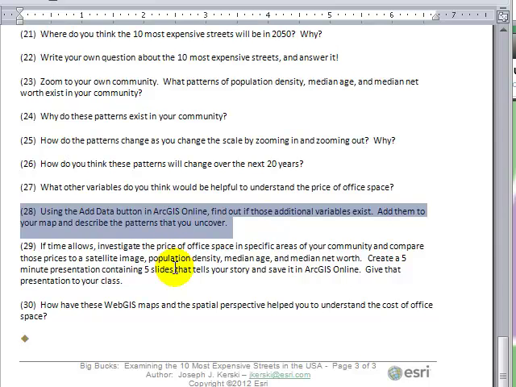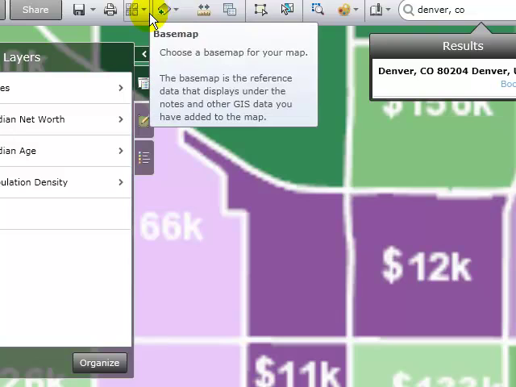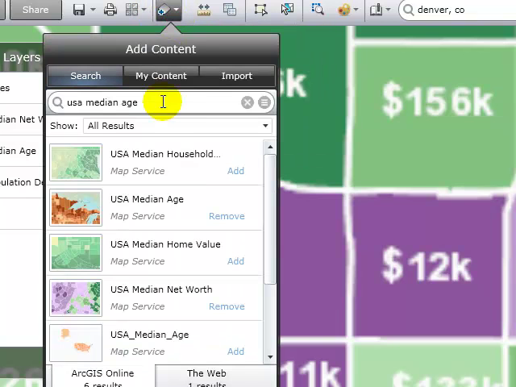Now, using the Add Data button in ArcGIS Online, find out if those additional variables exist that you've identified in the previous question. Add them to your map and describe the patterns that you uncover. Let's take a look at that. That's over here under Add Content.